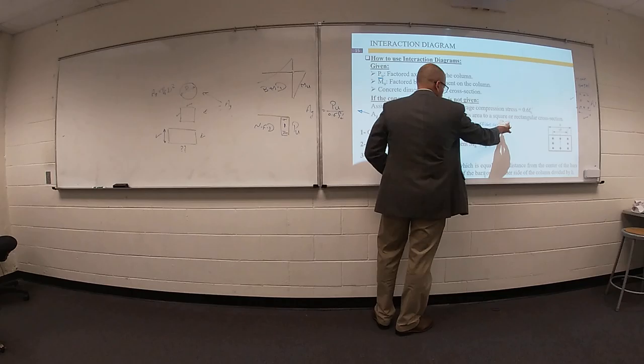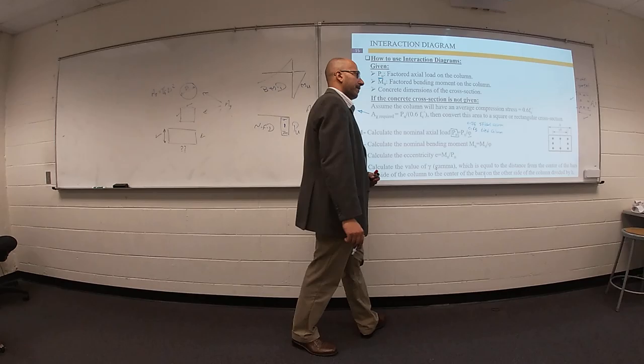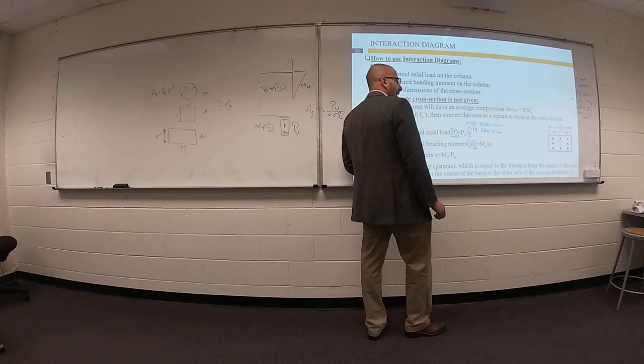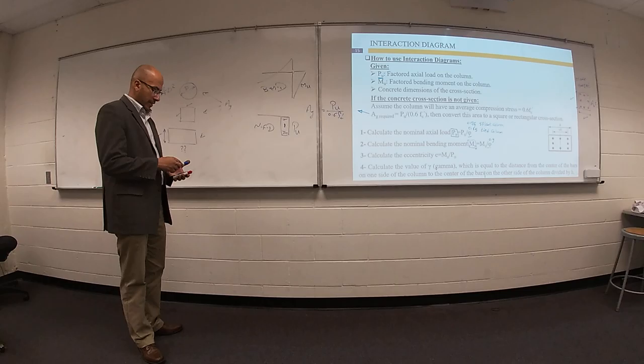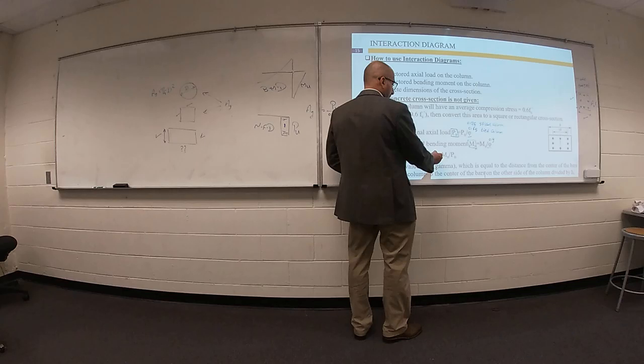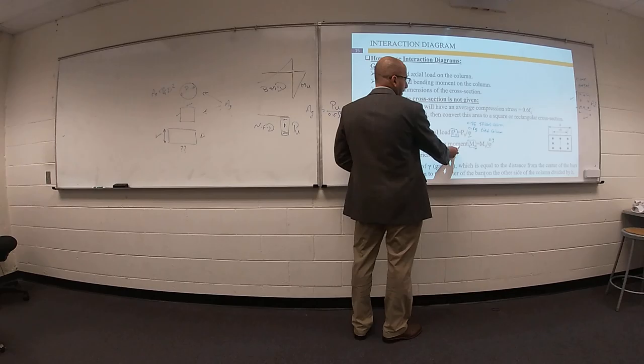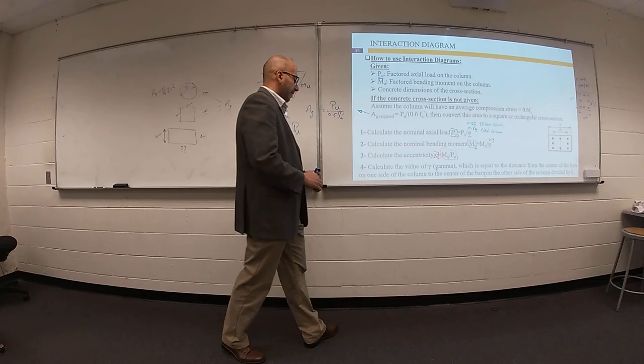Second step, go ahead and calculate your MN. MN, the nominal moment, equals M ultimate from structural analysis divided by phi. Your phi will be 0.9. Third step, go ahead and calculate something called the eccentricity, e. If you divide your MN from the second step by PN from the first step, go ahead and calculate something called gamma.